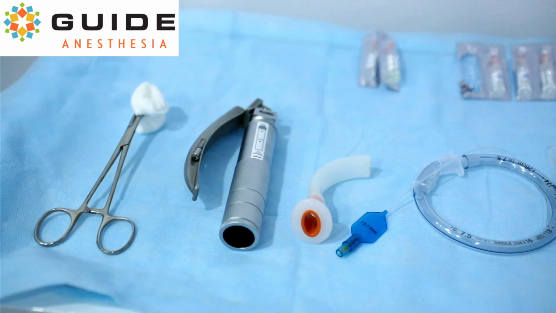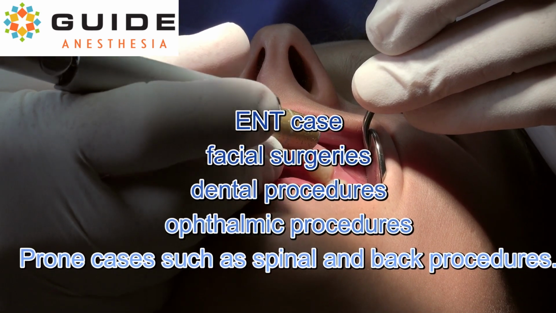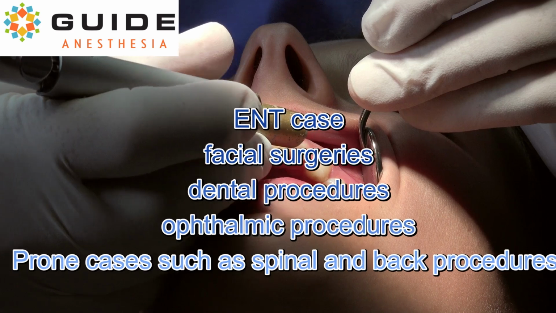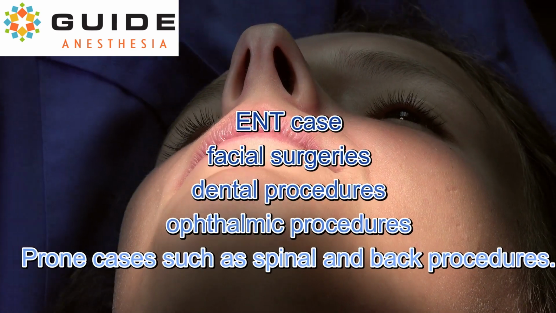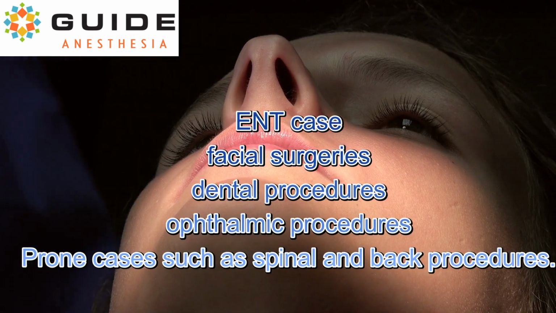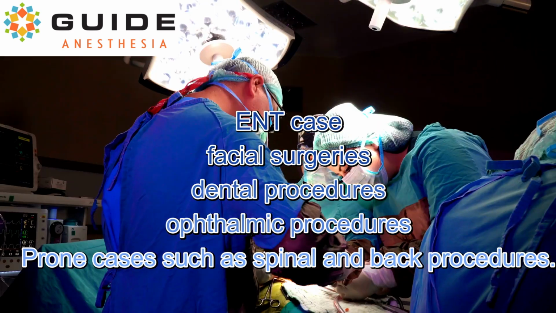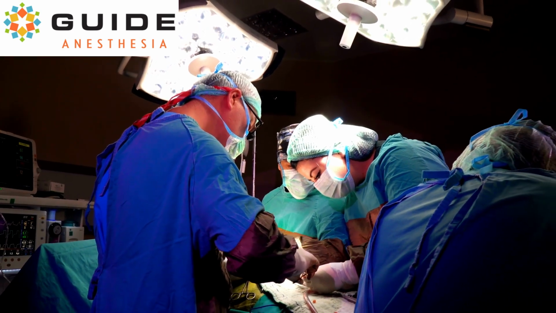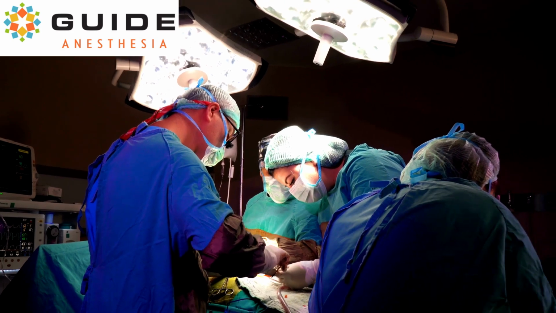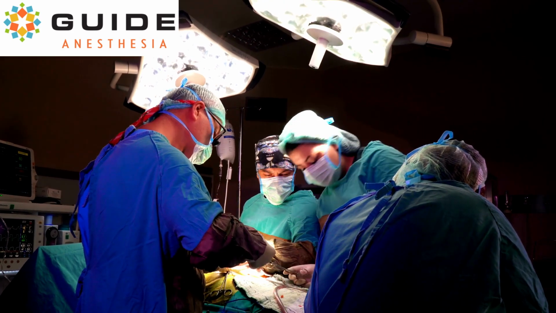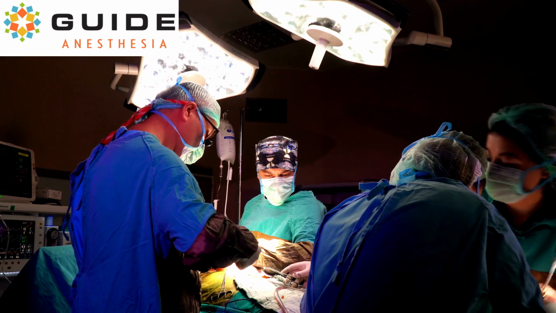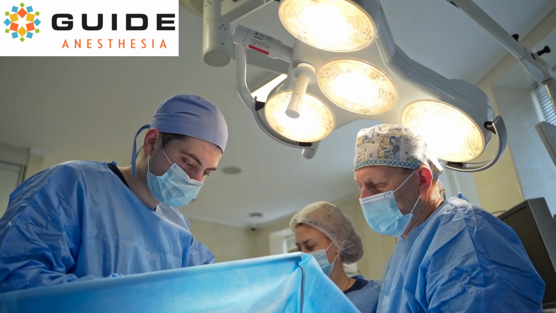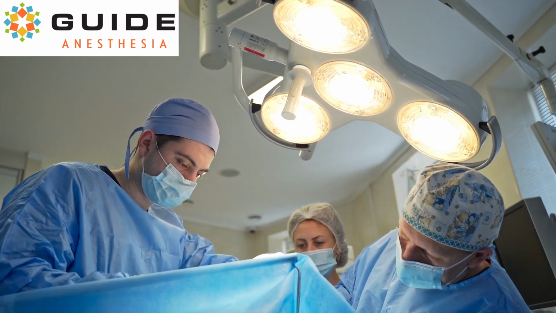Typical cases are most ENT cases, facial surgeries, dental procedures, ophthalmic procedures, and cases involving prone positioning such as spinal and back procedures. Anytime the anesthesia provider does not have direct access to the patient airway, the patient is turned away from the anesthesia provider, or the patient is placed in prone position, this would all be field avoidance cases.